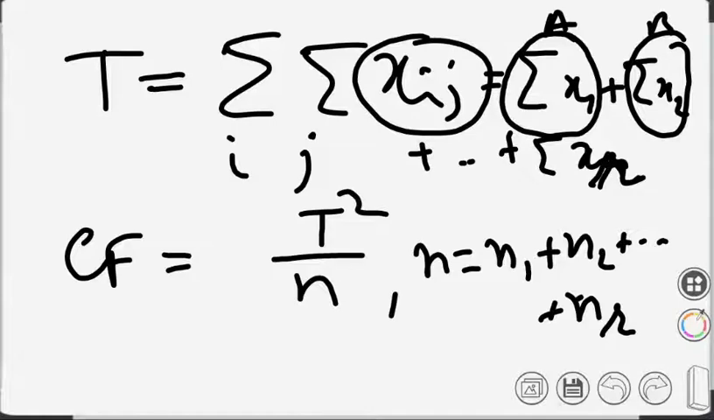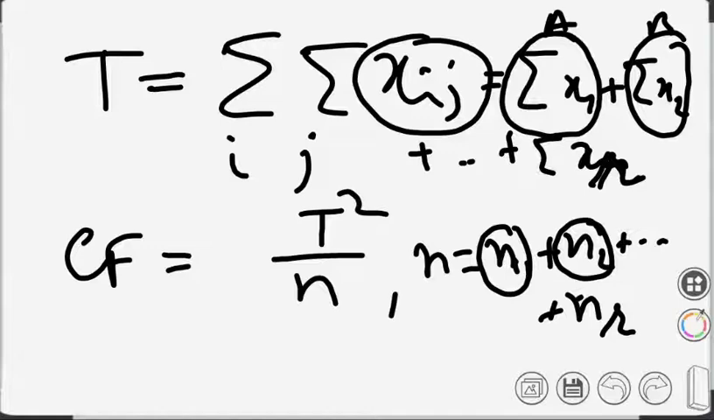And then what is n? N is n1 plus n2 and so on, meaning the number of elements. So for brand A, n1 is 5. N2 is 4, n3 is 5, and n4 is 4. Is that okay? Please try to follow. CF is T square by n.